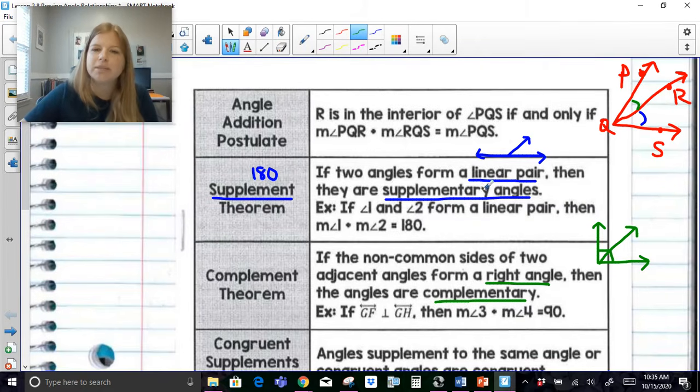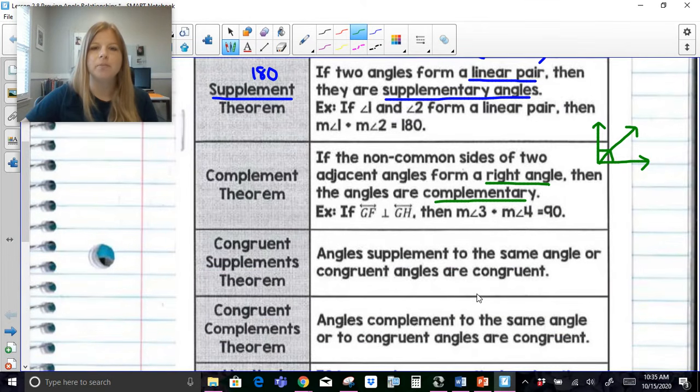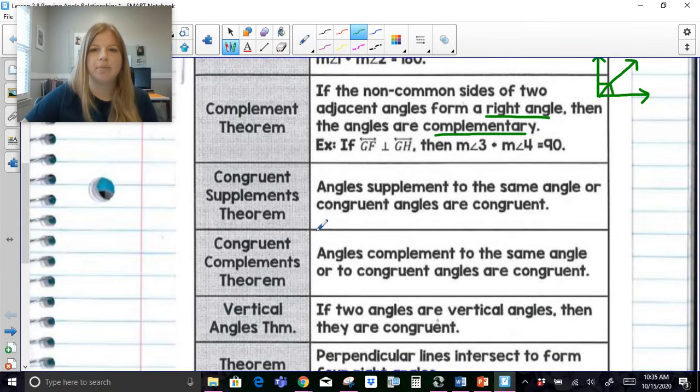Once we're able to make those statements, like about supplementary angles, then we can talk about their measures being equal to 180, and same thing for complementary. Once you are told two angles form a right angle, then we can say they're complementary, and then we can talk about their measures being equal to 90. Everything has a very specific flow and order, and we have to make sure we follow that order when we are doing our proofs. Congruent Supplements Theorem.